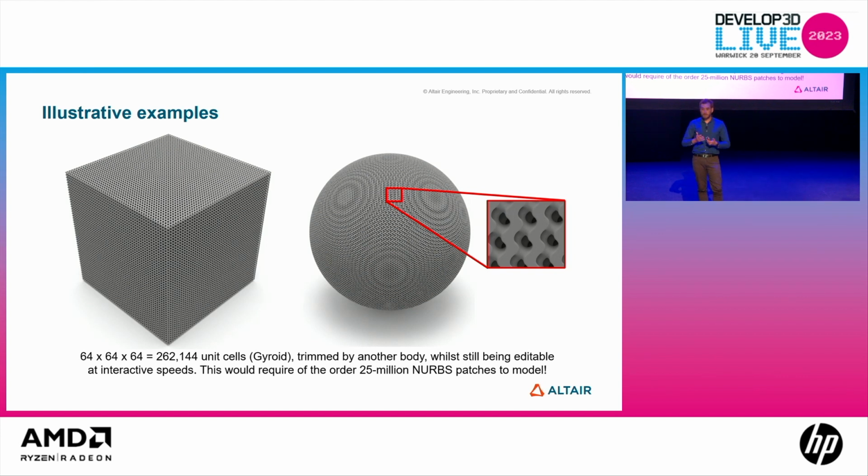But with implicit, it's a single equation. You can trim that geometry. You can morph it. You can do anything you want with that in real time with slicing, and really make use of the complexity that you get from implicit modeling.